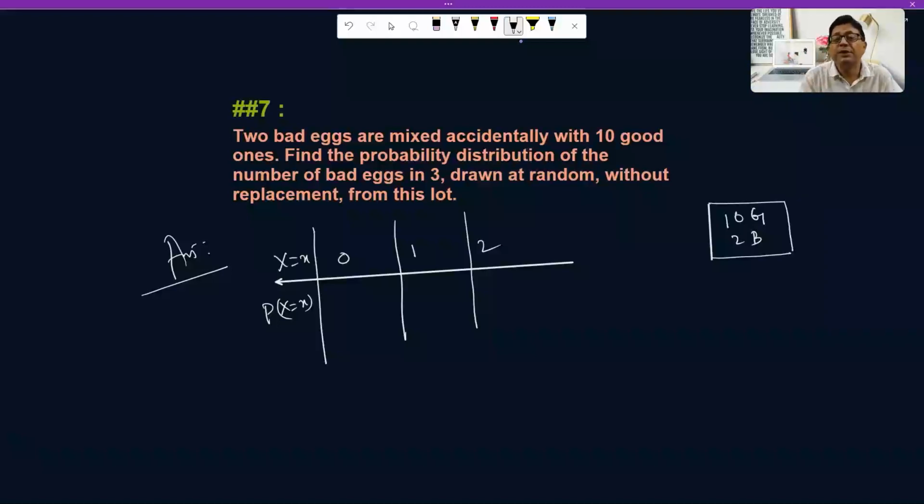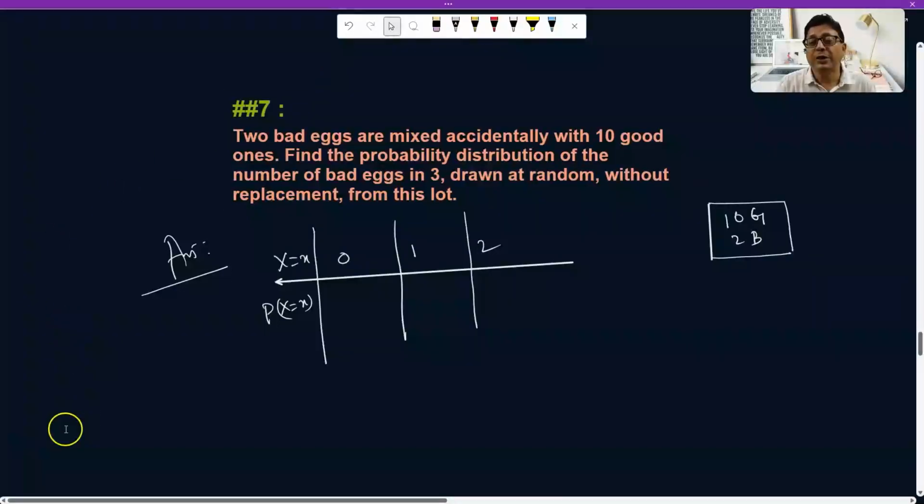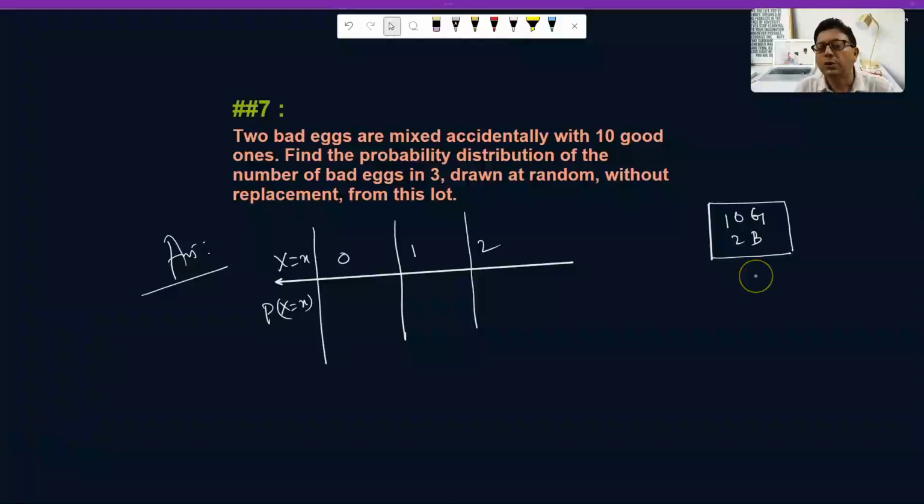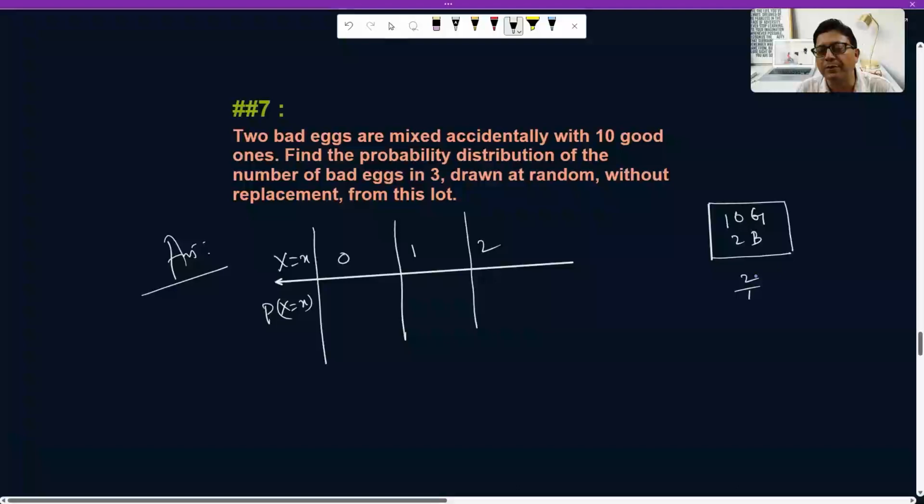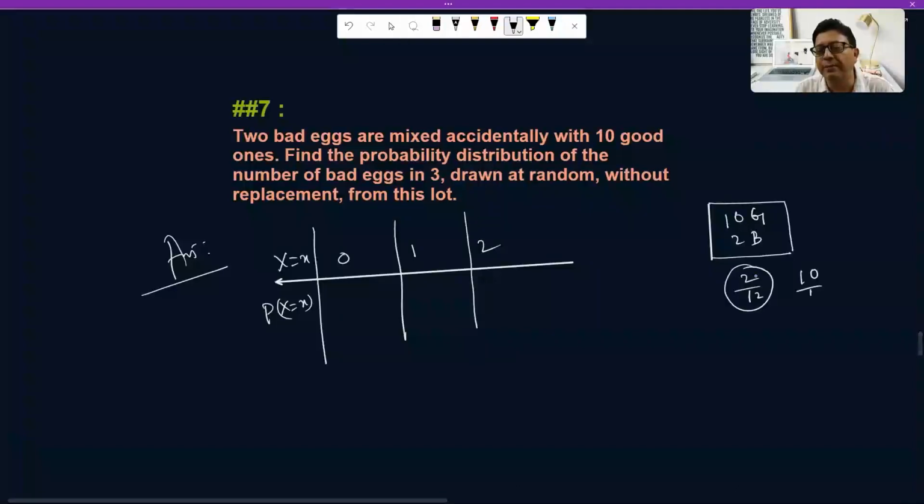Just out of these, getting a bad egg, what is the probability? Total is 10 plus 2. So in the first case, if you are getting a bad egg, then probability will be 2 by 12. Probability of getting a good one, in the beginning, will be 10 by 12. It's like this. But you are selecting eggs one by one. The problem is going to be bigger here. I mean big one, not difficult, big one.